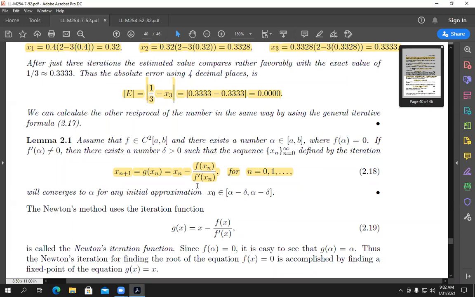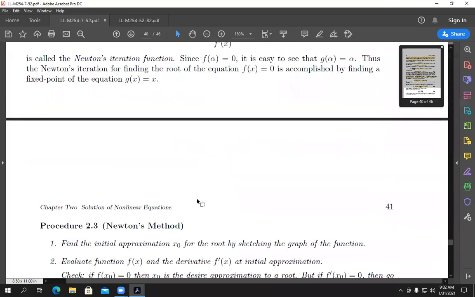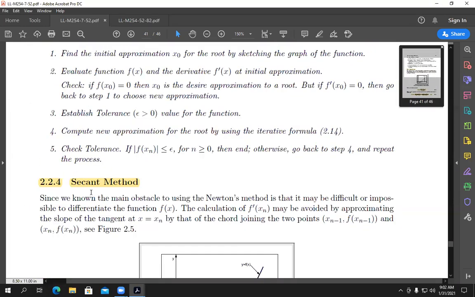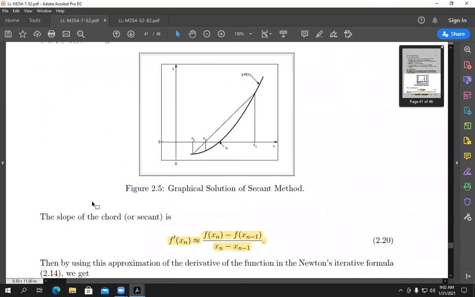Now we move to the fourth numerical method for solving the approximation of the simple root. This new method is called the secant method. As I told you, in the Newton formula the derivative is not an easy job. So what we do in the Newton formula, we do not take the derivative, we take its approximate value. Instead of taking the derivative, we take its approximate value.